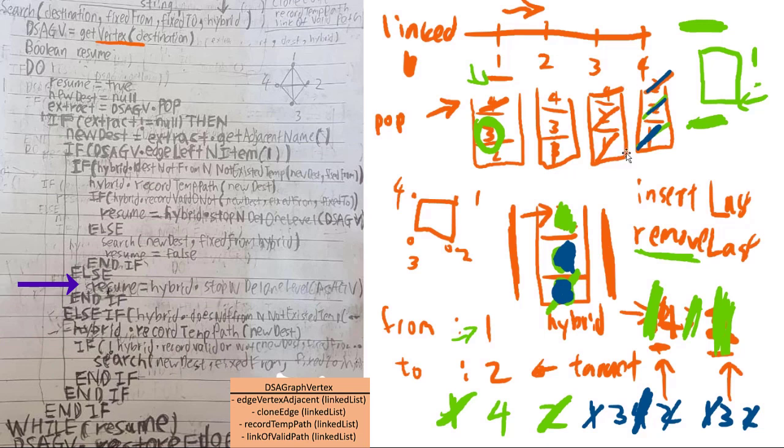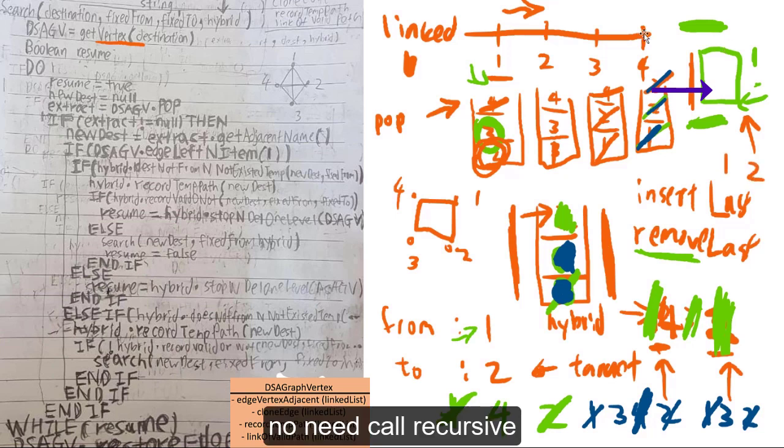After it's fully empty, what is the remaining path? The remaining is 2. So when it's 2, what happened? The 2 is the destination. So if the 2 in here is the destination, you're going to record it to here. So it's going to be 1, 2. With that, we have covered all paths.